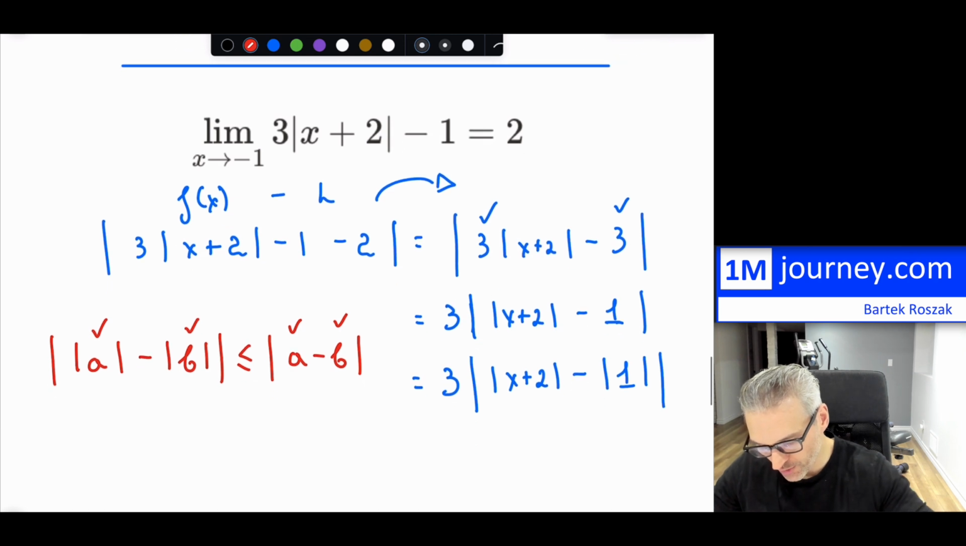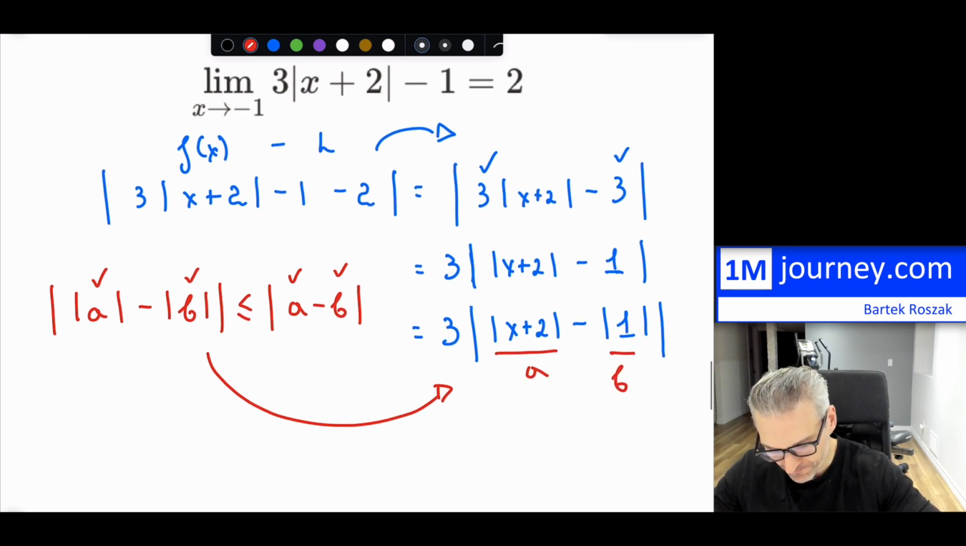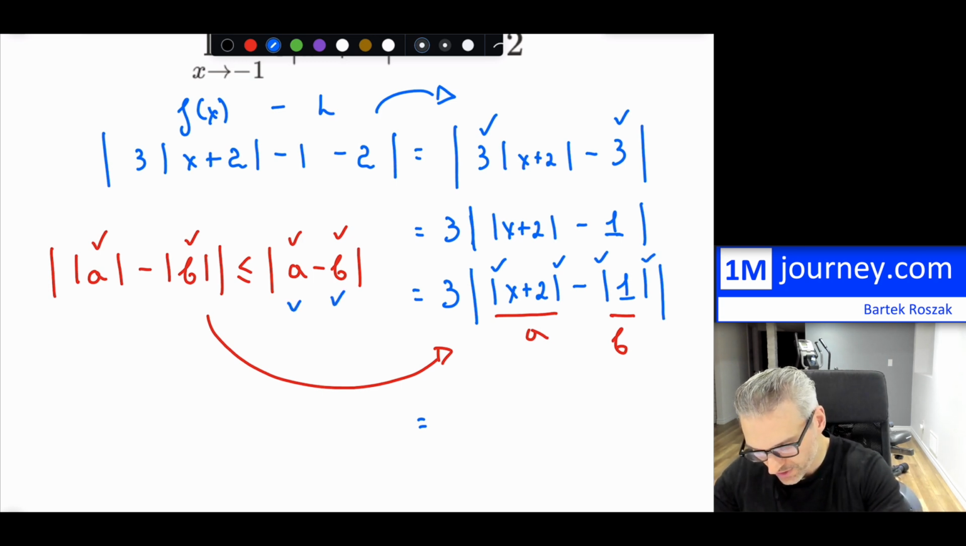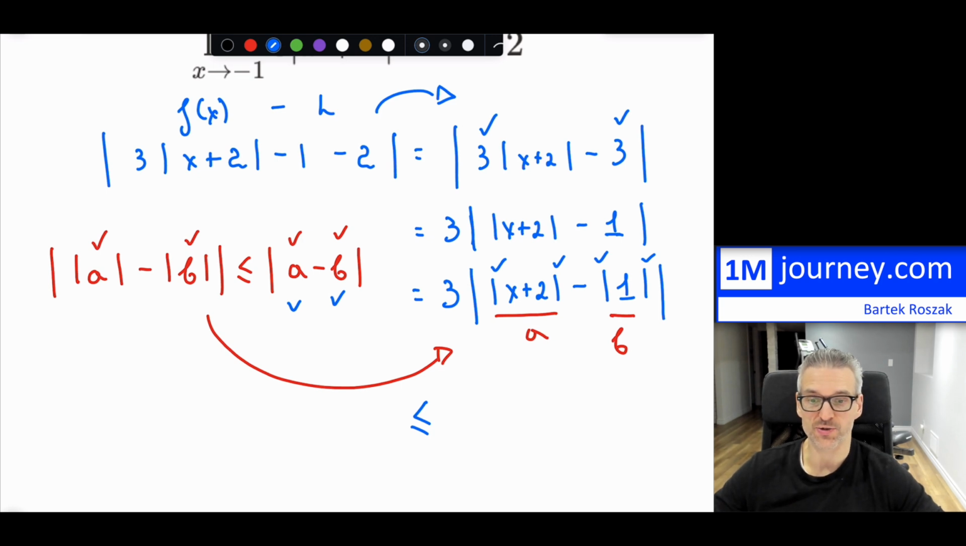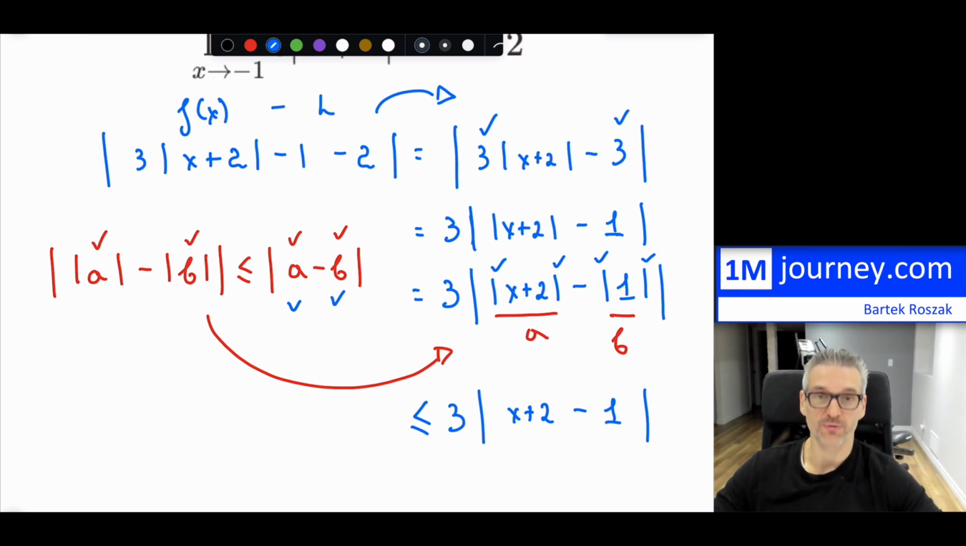So if you know this, then I can use this trick right here. This is like your A, and this is like your B right there. So I can rewrite this. Instead of having it in absolute values right here, I can drop the absolute values right there. That's what I'm going to do. Now I have to be careful because it is less than or equal to, and that's fine. That doesn't cause us any issues. We want something which is bigger than the function minus the limit. So this is going to be 3, and this is x plus 2 minus the 1. All right, and this is what we have right there.